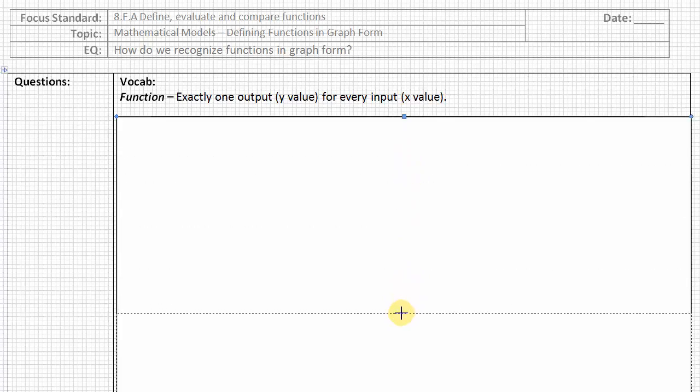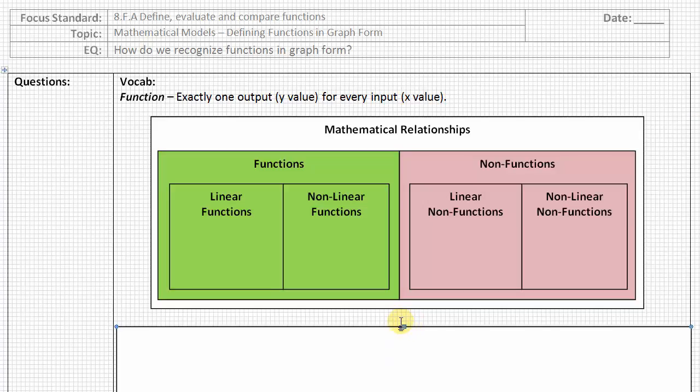Before we dive into the graphs, though, I want to show you this organizer that I've set up to help clarify our thinking. We've been talking about mathematical relationships, and everything we've been talking about so far has been in this green area. We've been talking about functions, and everything we've looked at is a function. And then we've been subcategorizing those as linear and nonlinear.